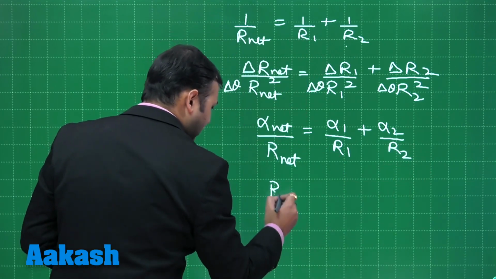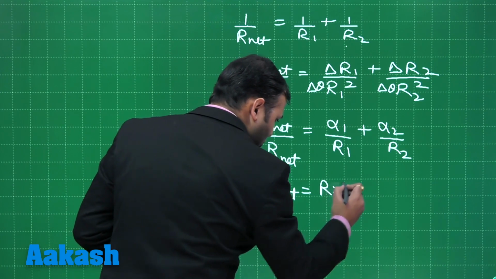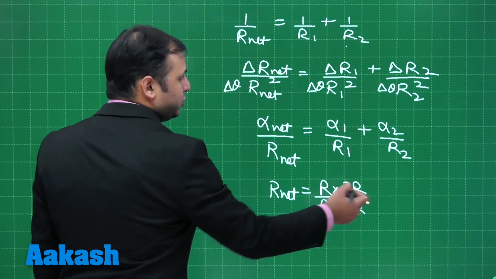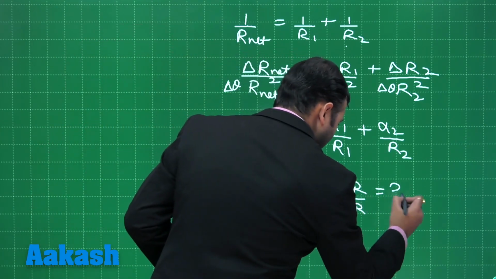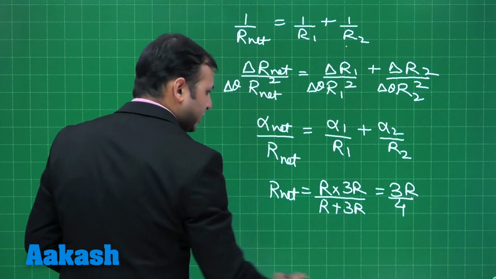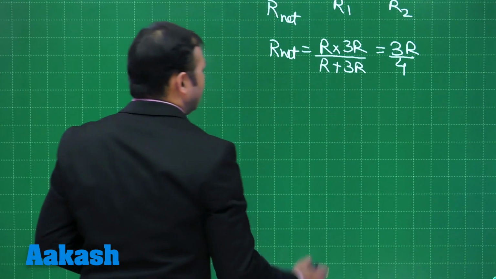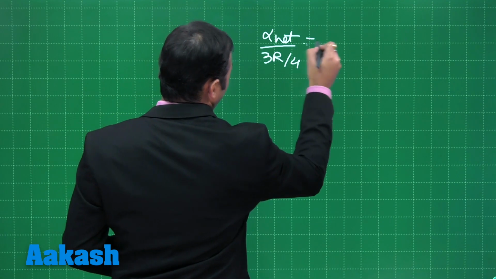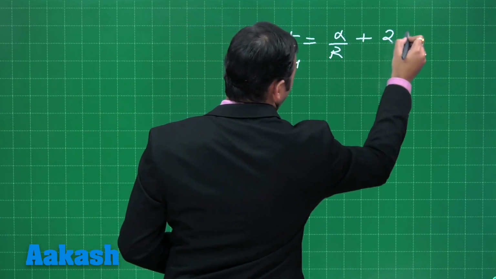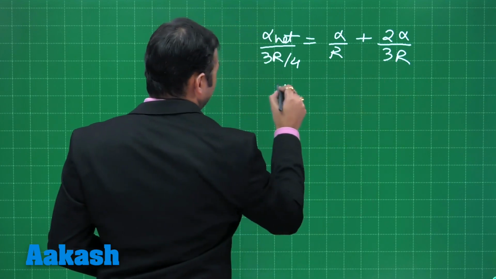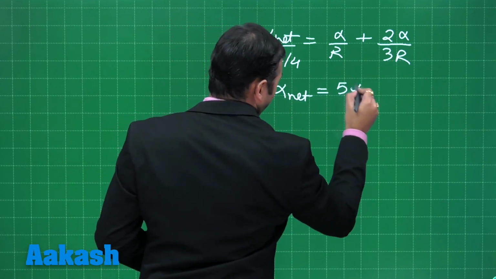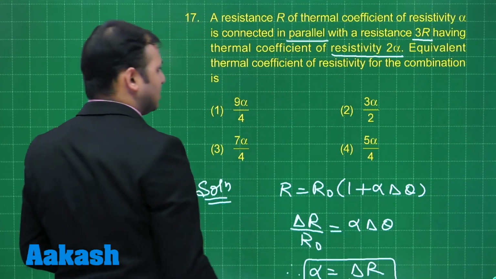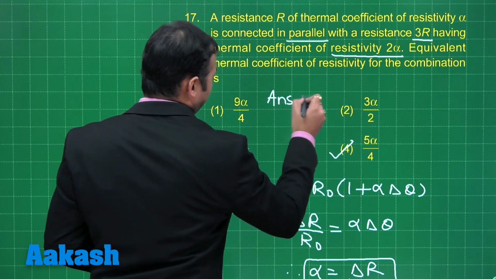Now what would be the R net value? Definitely it would be R into 3R divided by R plus 3R, as we are aware that R1 is R and R2 is 3R given in the question. When you solve this you will get 3R by 4 as R net. Let's put down the values. So what you will get is alpha net upon 3R by 4 is equal to alpha upon R plus 2 alpha upon 3R. Solving this you will get alpha net is equal to 5 alpha by 4. Now let's see which is the best suited option here, friends. Among the 4 options given to us, yes, option number 4 is the correct answer.